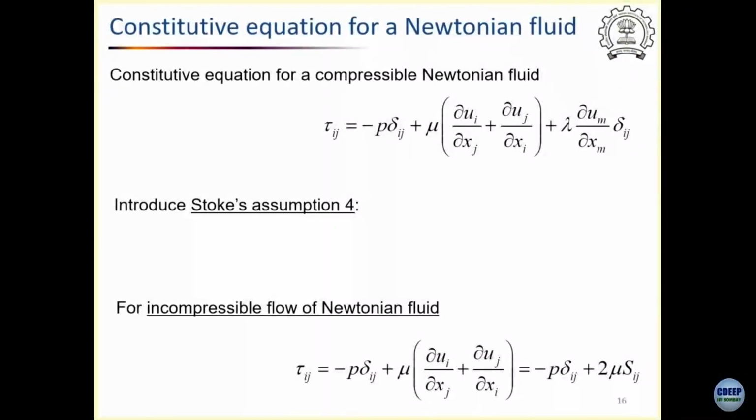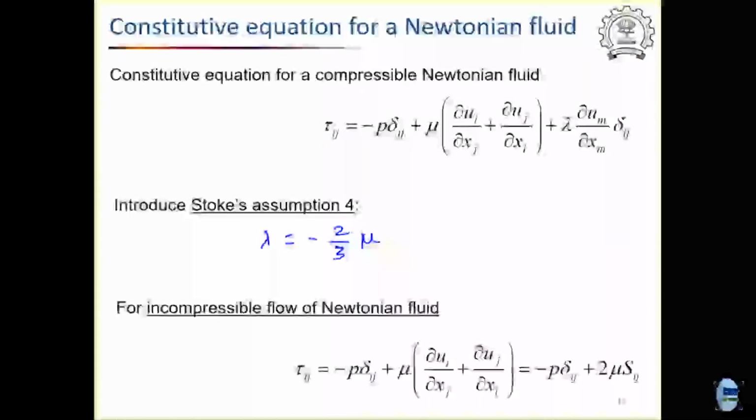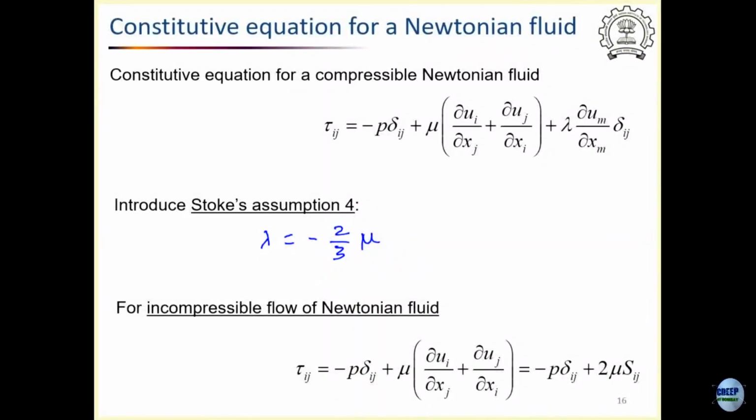So this is the normal viscosity that we know of, and this is lambda, which is a special kind of viscosity, which becomes important only when the flow is compressible. Stokes assumption says, if I remember it correctly, that lambda equals minus 2 by 3 mu. This is the Stokes assumption, it gives you a relation between that special viscosity in compressible flow and the normal viscosity. This is actually not that important for us, because in most cases we will be dealing with incompressible flow situations in this course, and also with Newtonian fluids.